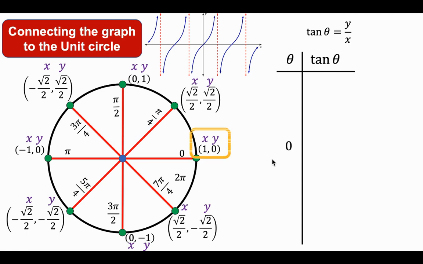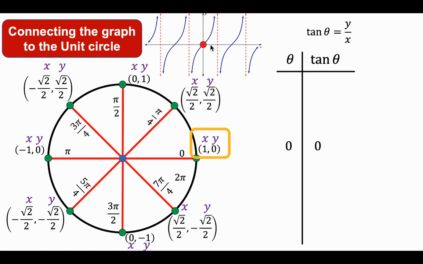So if I look at 0, the point is right here. It's 1, 0, so x, y. So I'm going to put y over x. So y is 0, x is 1, so 0 over 1. So tangent of 0 is going to be 0 over 1, which is 0. So tangent of 0 is 0. So my first point is 0, 0. If I was graphing this from scratch, and like I said, I'm leaving this graph up here, I would put a point at 0, 0, right?